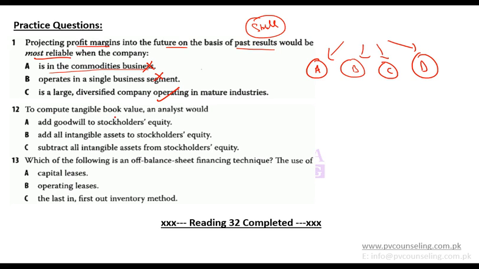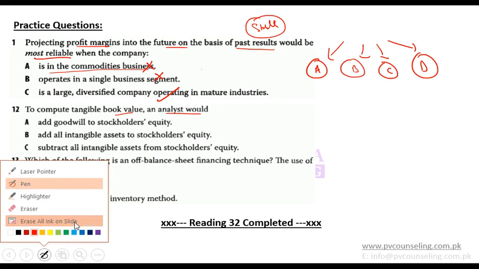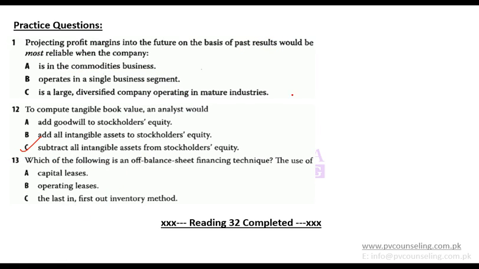To compute tangible book value, an analyst would: add goodwill to equity, add intangibles to equity, or subtract intangibles from equity. What should be the answer? C, because equity is assets minus liabilities. These assets include tangible as well as intangible. In order to calculate only tangible, you remove intangibles by subtracting intangibles from equity.